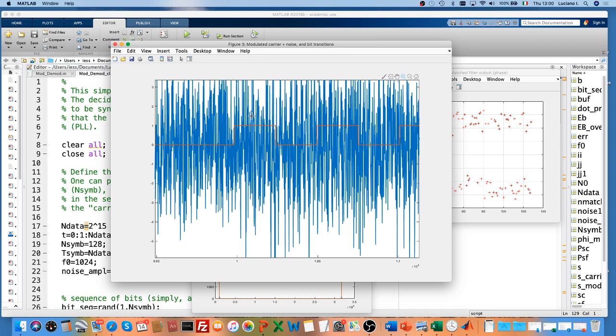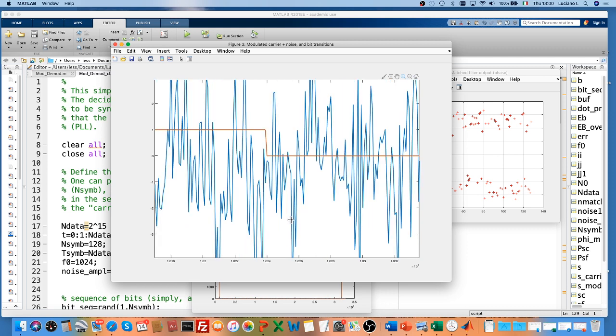Do you agree with me? There is no indication, for example, that here there was a bit transition. No evidence. Why? Because the modulated carrier is buried in noise. So only the demodulator, the scalar product, which in technical terms is called the matched filter, is able to identify the bits.